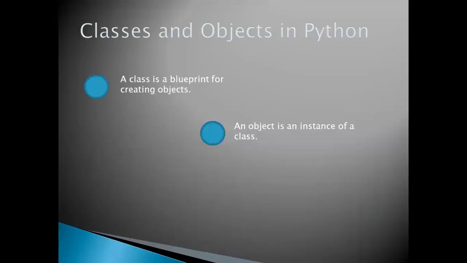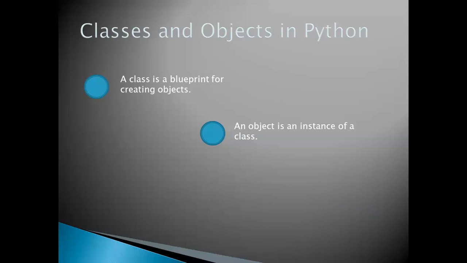Moving further, Python is an object-oriented programming language and it supports the key principles of object-oriented programming. And the main concepts of object-oriented programming are actually the classes and objects in Python. So what are the classes and what are the objects in Python?